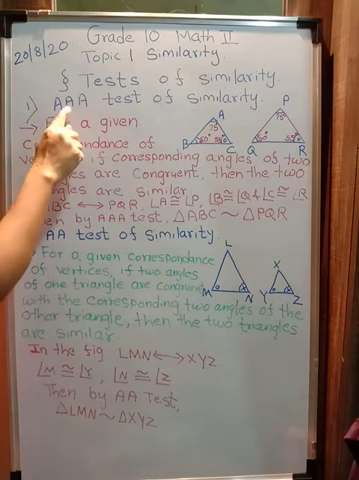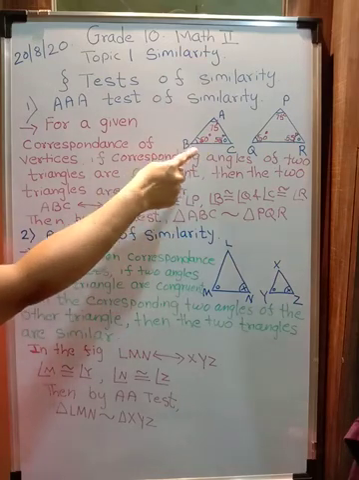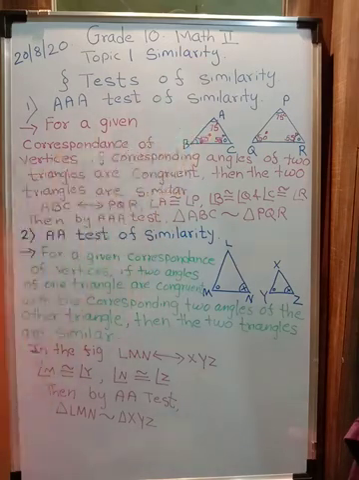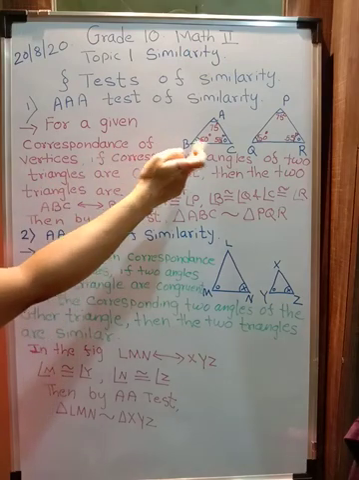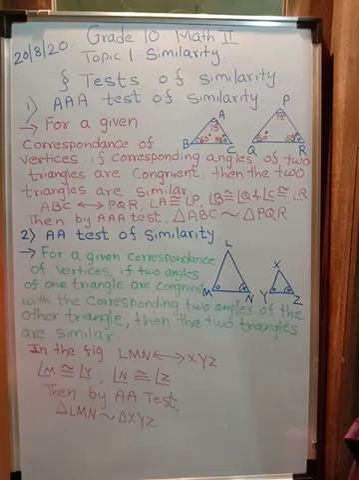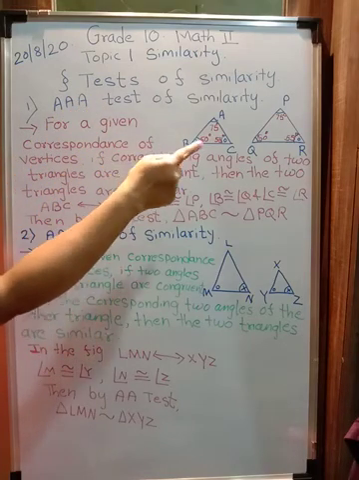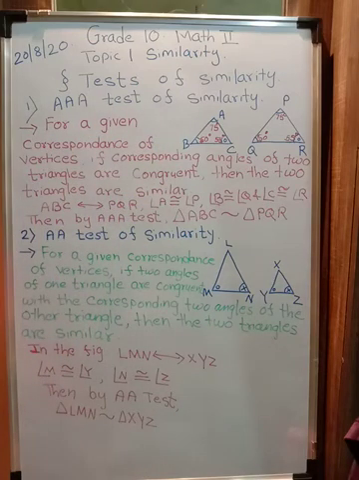Now first is the AAA test of similarity. Now just look at these two triangles. Angle A and angle P are both 75 degrees. B and Q are both 50 degrees. C and R are both 55 degrees. Though triangle PQR is a little bigger and triangle ABC is a little smaller in size, though the size is different, we say that these triangles are similar. Why? Because their corresponding angles are congruent.